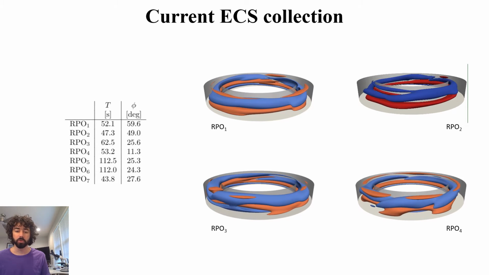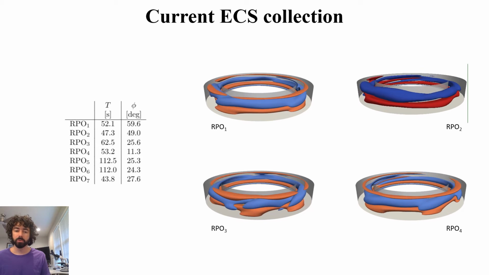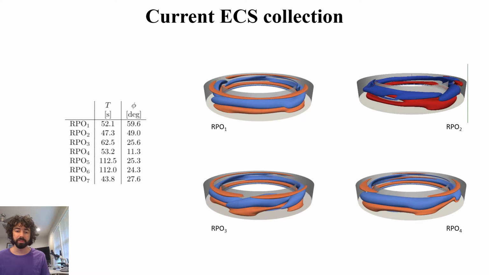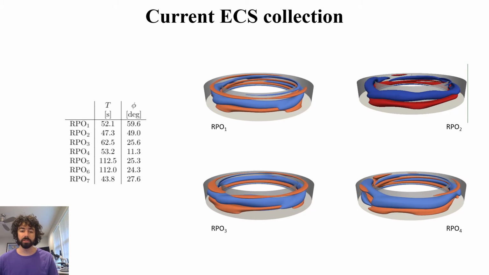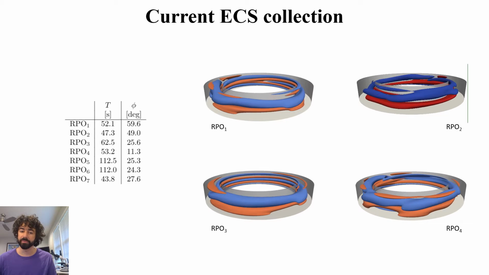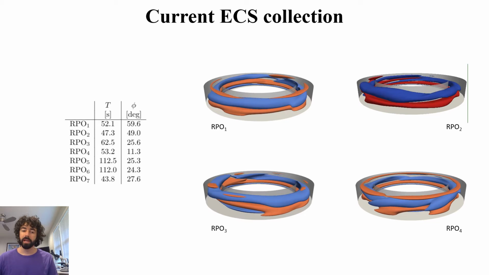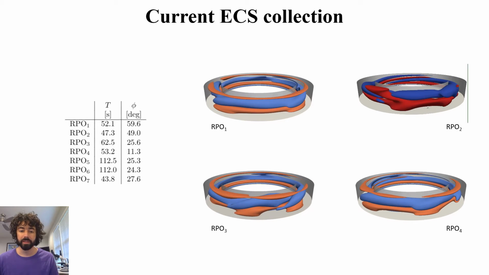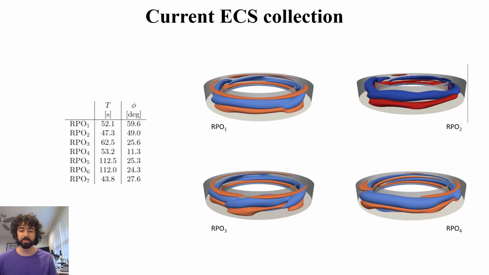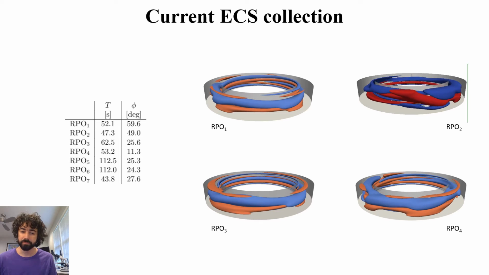These solutions are all relative periodic orbits, or RPOs. A relative periodic orbit is a flow that periodically repeats itself, but as it does this, it drifts along the direction of continuous symmetry, which in our case is along the azimuthal direction. After a full period, the solution has drifted by an amount phi. On the left is a table that gives periods and drift angles for the RPOs we've computed.